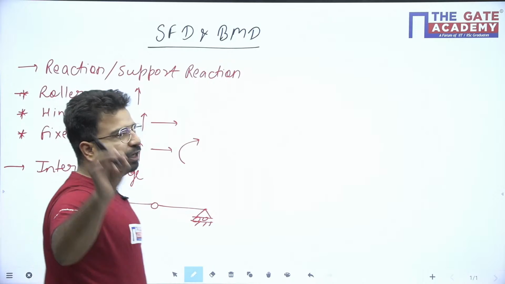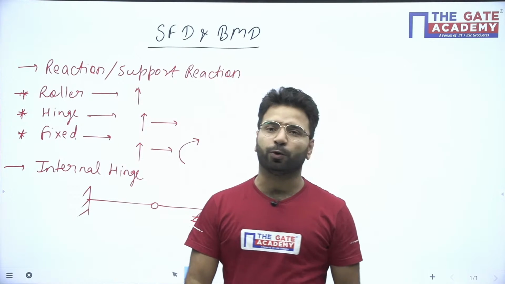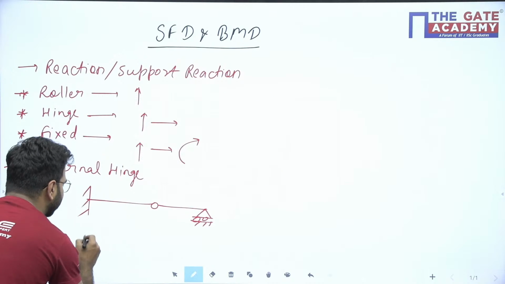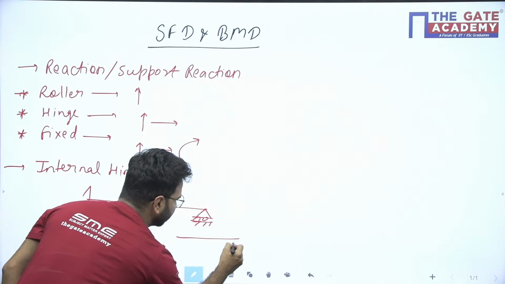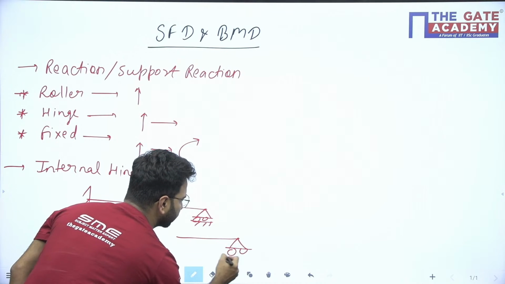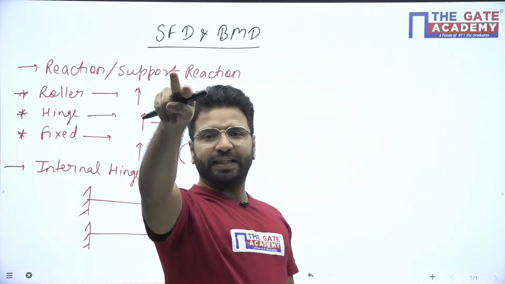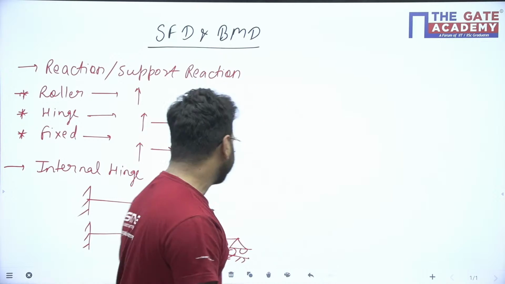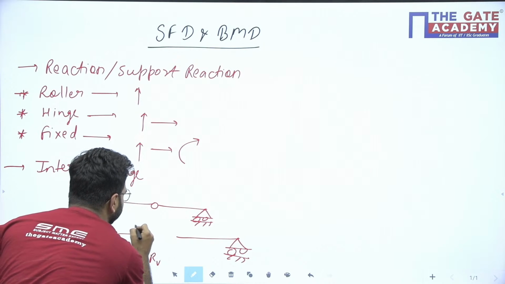The internal hinge property is that the bending moment will be 0 here. So if I break this beam at the hinge, you will see one part is here and the other part is here. I remove the hinge. Two reactions come here, one vertical reaction and one horizontal reaction, and the bending moment is 0 here. So one is vertical reaction RV and the second is horizontal reaction RH.